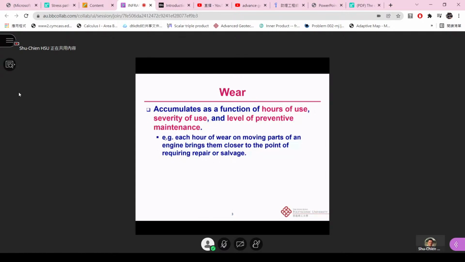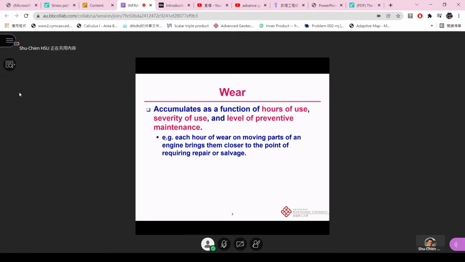For example, wear is accumulated as a function of the hours of use, the severity of the use, and the level of preventive maintenance. For example, each hour of wear on the moving parts of an engine. If you have a motorcycle or a car, once you start to drive it, the engine gets older and older, right? Usually the engine of a private car lasts probably around 300,000 kilometers, something like that.